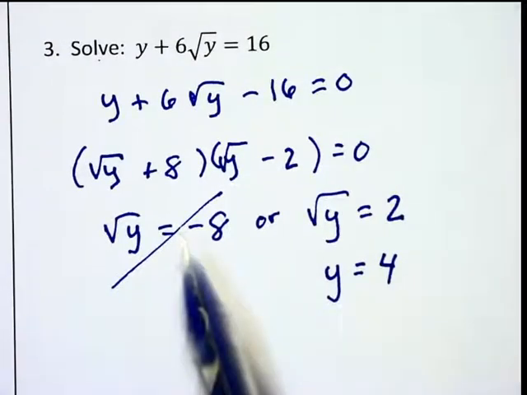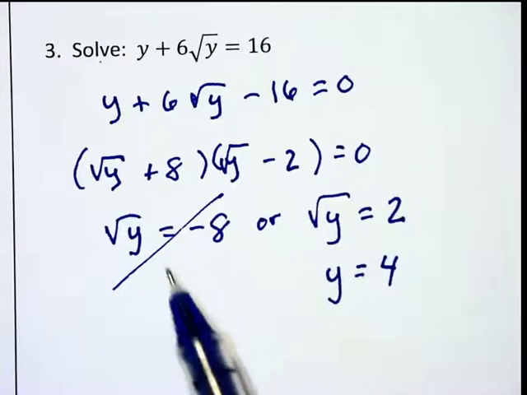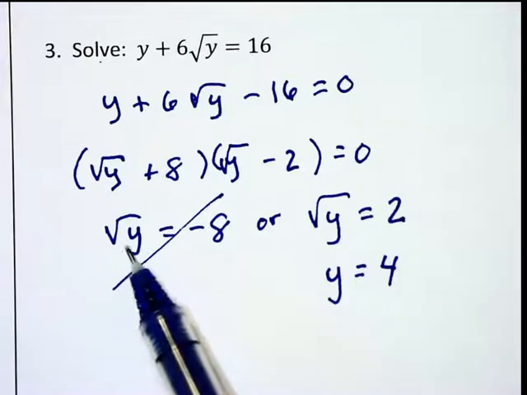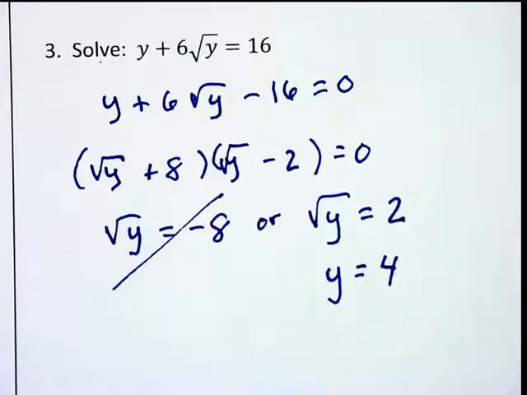Now you may say, why can't I have a square root equal a negative? I know about imaginary numbers. Now, that's a little bit different. That's when you have the square root of a negative. Okay, this is square root of y equals a negative, which is a different pattern altogether.